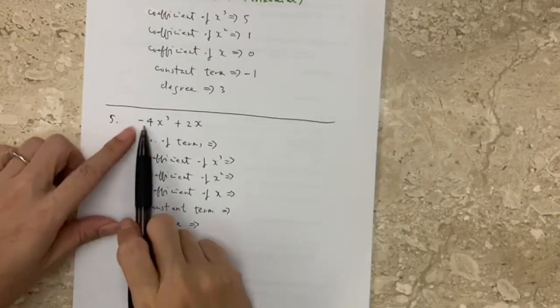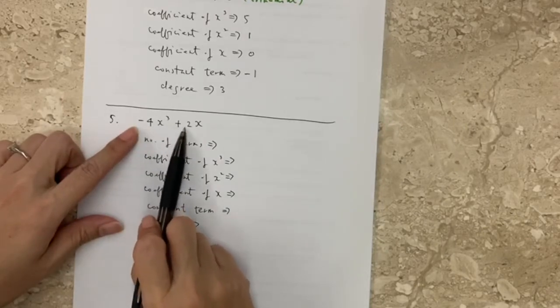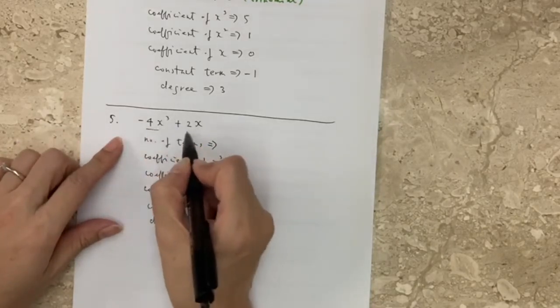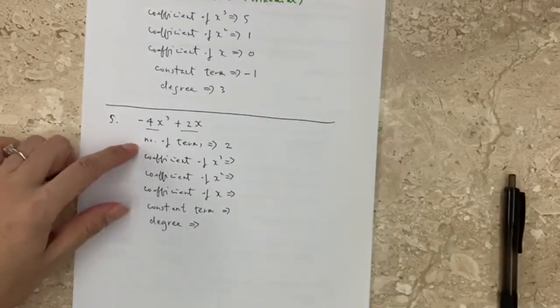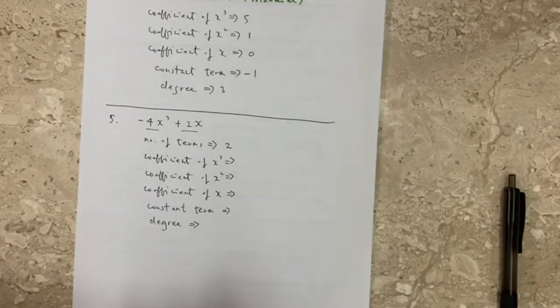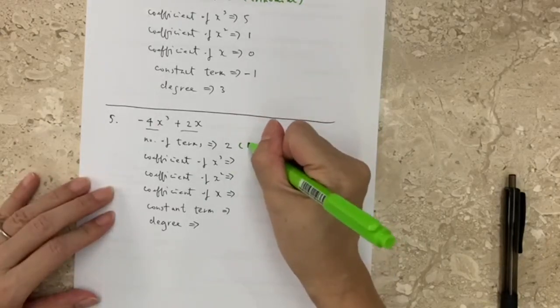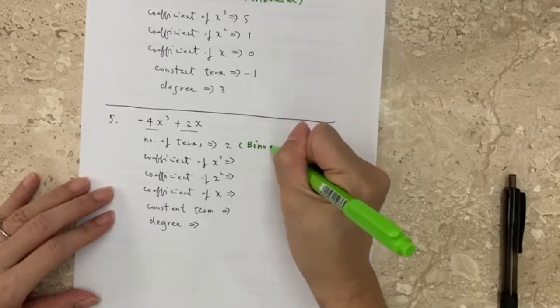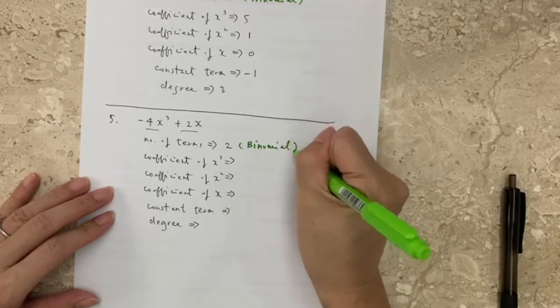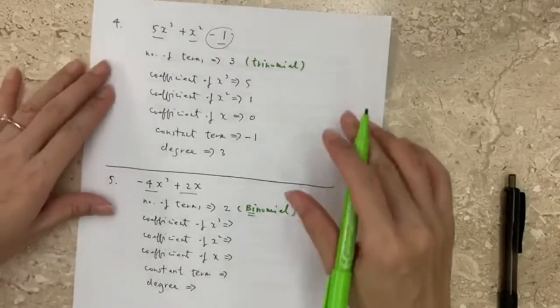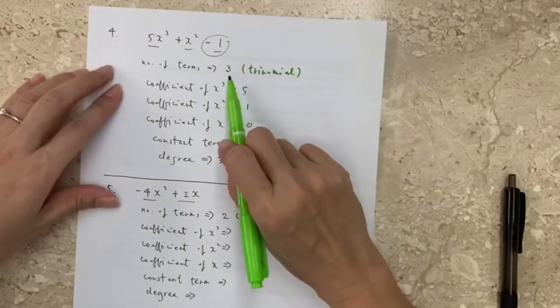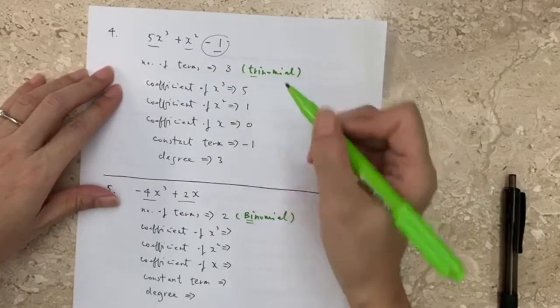Okay, number 5, we have minus 4x to the power 3 plus 2x. So how many terms? 1 and 2. So the number of terms is 2 terms. For 2 terms, we have a special name. We call that binomial, B-I-N-O-M-I-A-L. So binomial means we have 2 terms. Therefore we have another name for 3 terms. We call that trinomial.